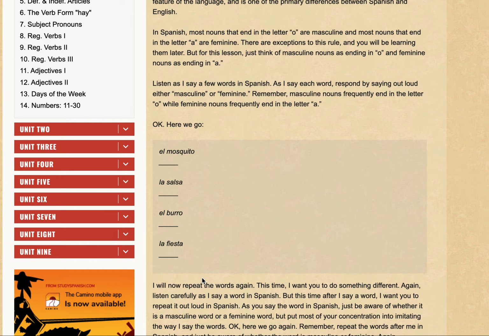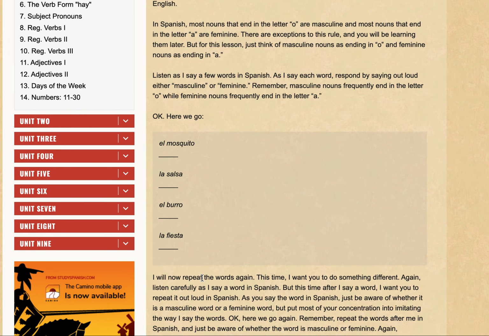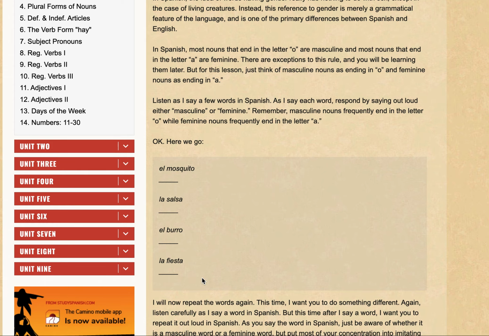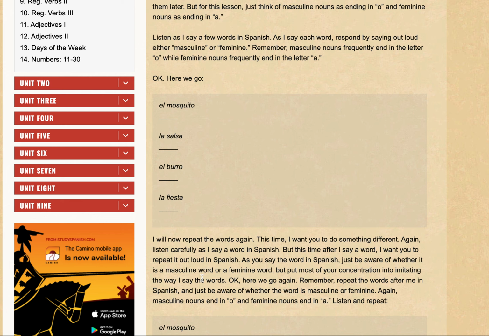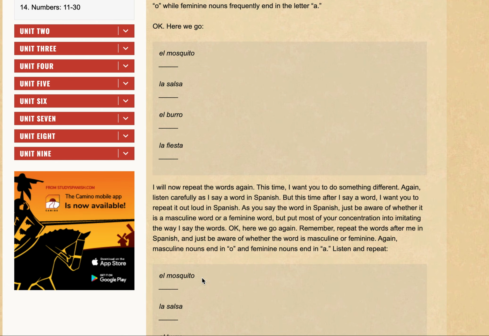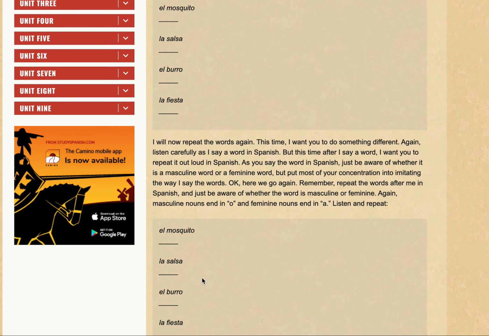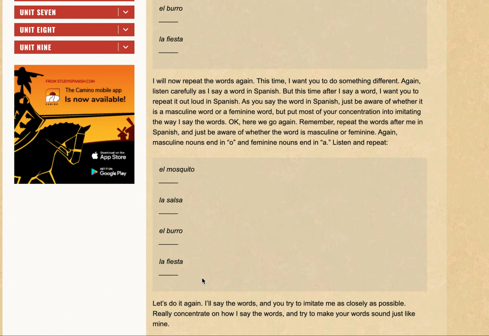I will now repeat the words again. This time, I want you to do something different. Again, listen carefully as I say a word in Spanish. But this time, after I say a word, I want you to repeat it out loud in Spanish. As you say the word in Spanish, just be aware of whether it is a masculine word or a feminine word. But put most of your concentration into imitating the way I say the words. Okay, here we go again. Remember, repeat the words after me in Spanish and just be aware of whether the word is masculine or feminine. Again, masculine nouns end in O and feminine nouns end in A.